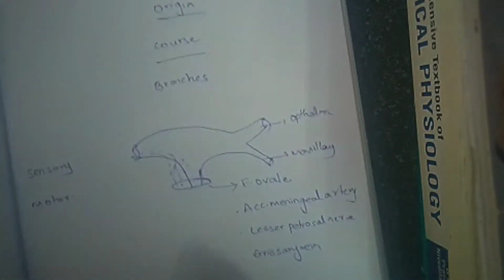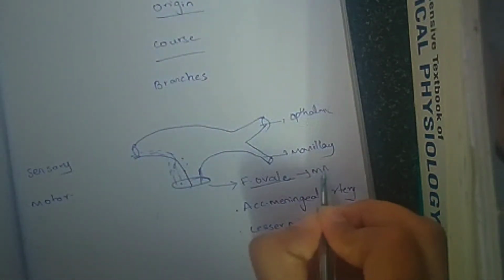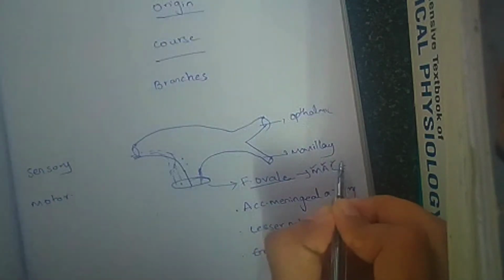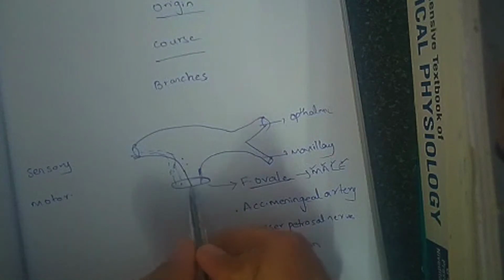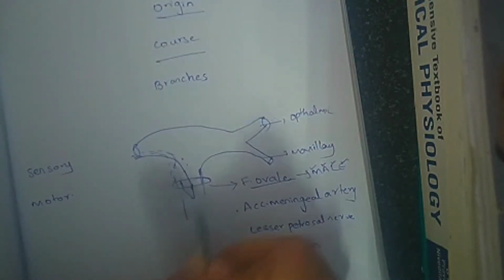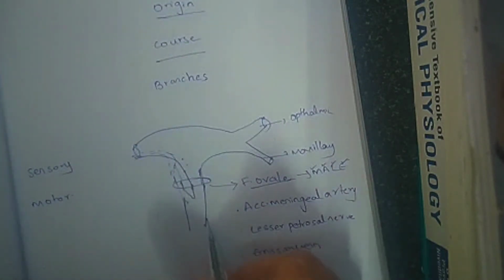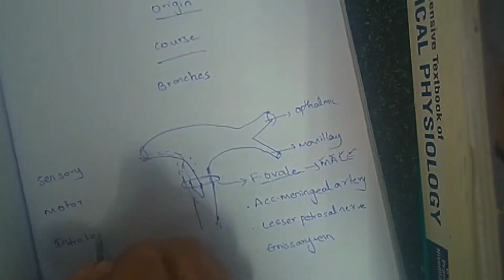The simple mnemonic to remember the structures passing through the foramen ovale is MAIL: Mandibular nerve, Accessory meningeal artery, Lesser petrosal nerve, Emissary vein. After exit through the foramen ovale, just below it, the motor root and sensory root unite to form the main trunk. This main trunk lies in the infratemporal fossa.